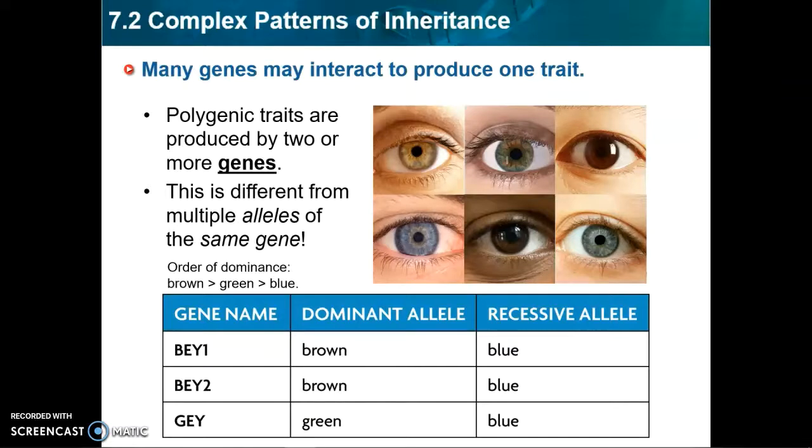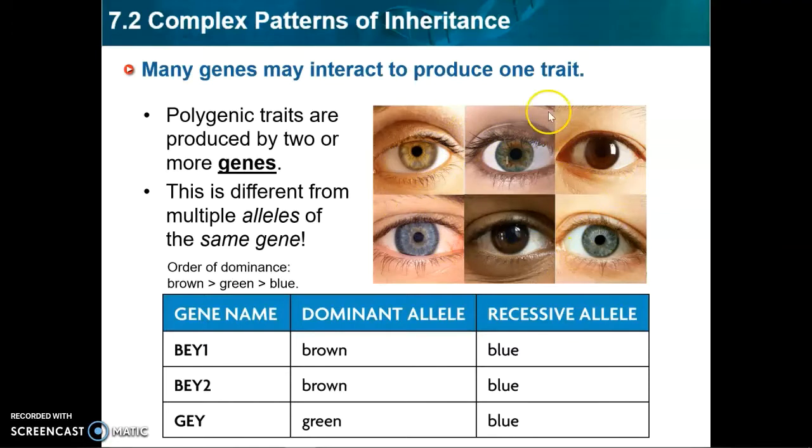Now our next example is similar to multiple alleles, but in this case, we are talking about polygenic traits, meaning there are multiple genes. So not just one gene with several different alleles, but separate genes located on separate parts or different areas of the chromosome. So this is different from what we just discussed. Multiple genes or polygenic inheritance is going to be what gives us all of these traits that have a really wide variety.